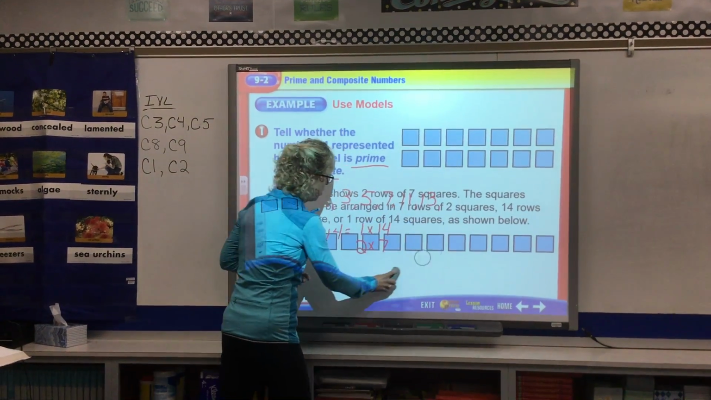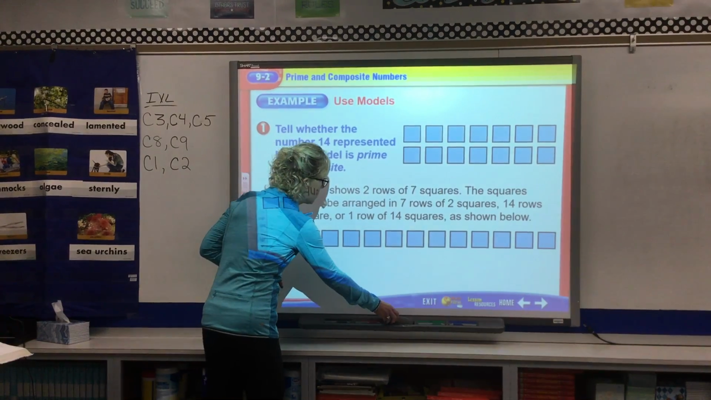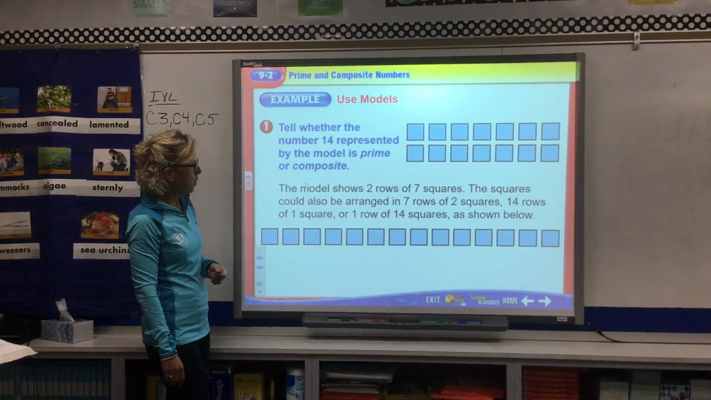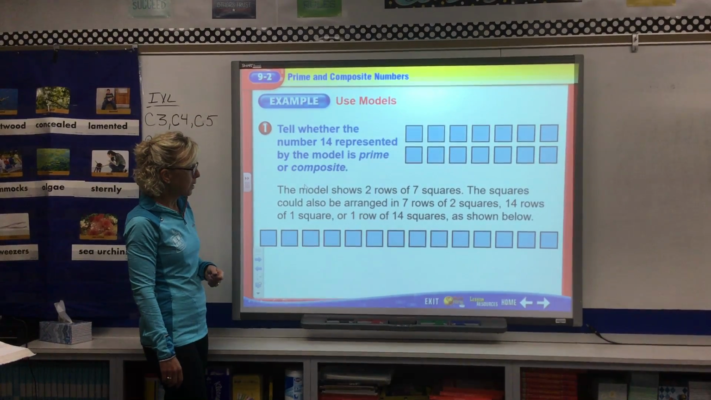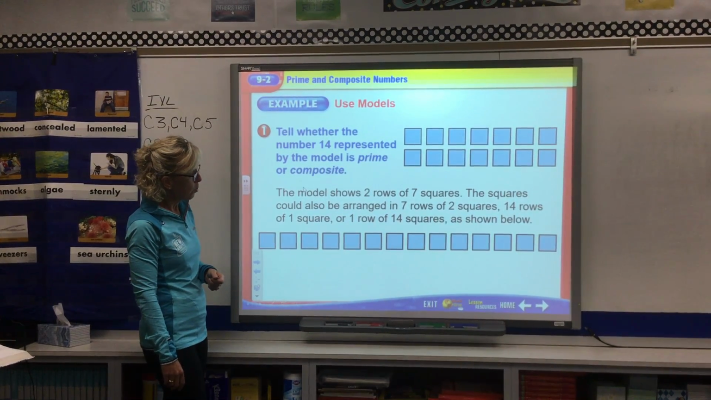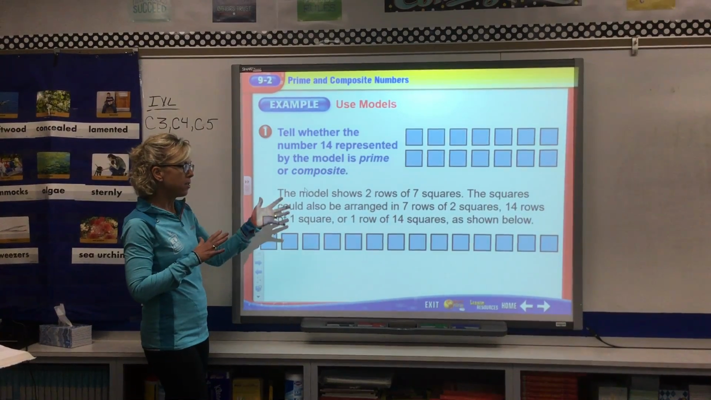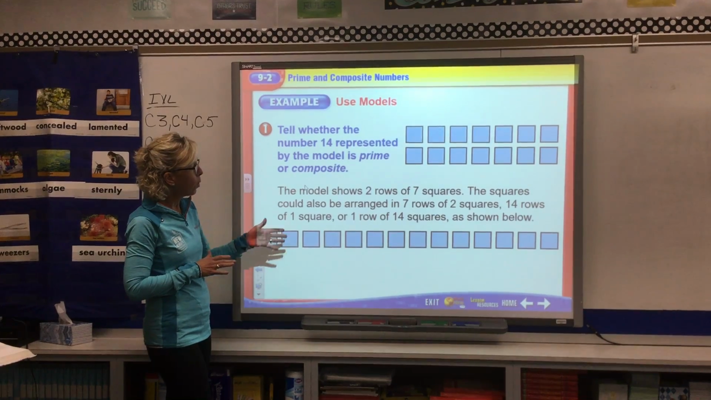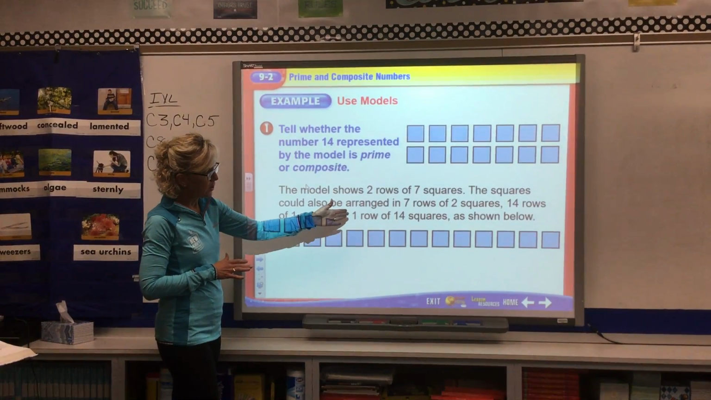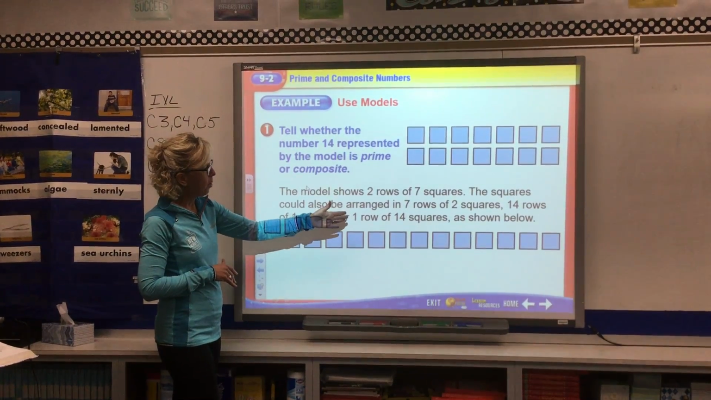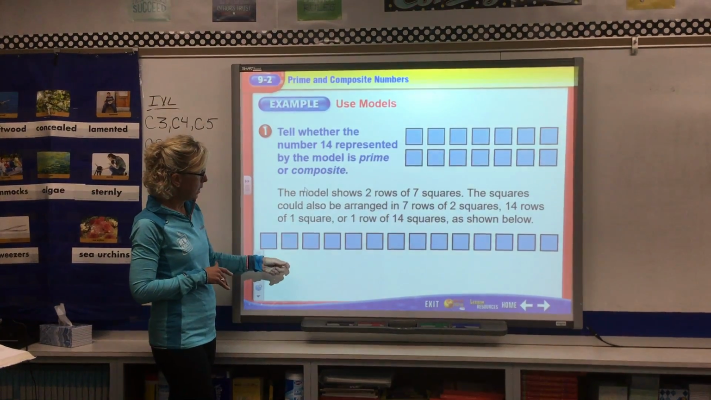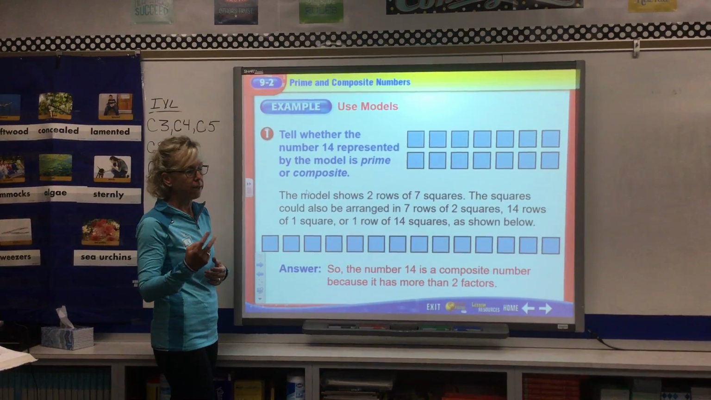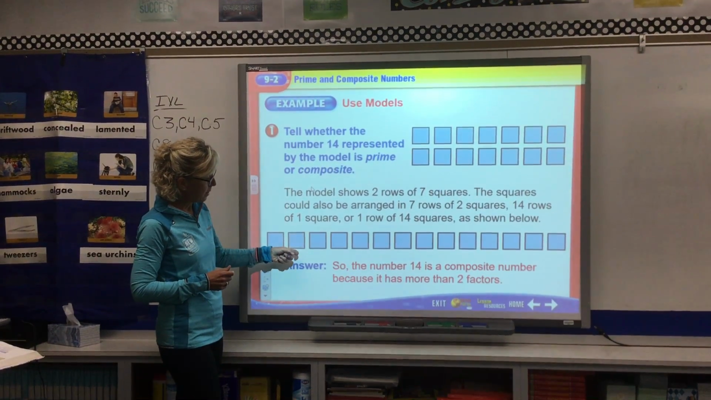Okay, let's take a look at these. It says the model shows 2 rows of 7 squares. The squares could also be arranged in 7 rows of 2 squares. Another way of saying that is 2 times 7 is 14, and 7 times 2 is 14. Or we said that 1 times 14 is 14, or 14 times 1 is 14. So we know that it has more than 2 factors, therefore it is a composite number.